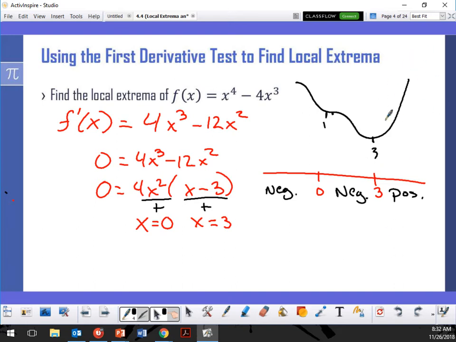This one goes all the way up to positive infinity. This would actually be the absolute minimum of the function too. So for the entire function, the lowest point would be right here.